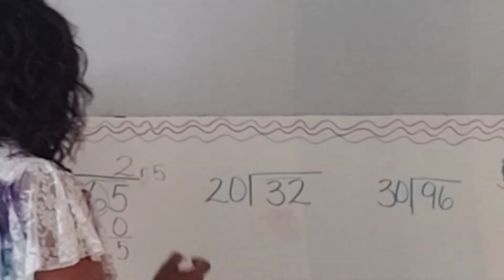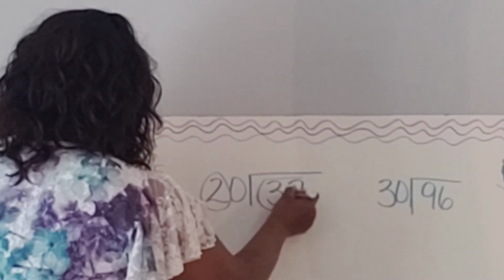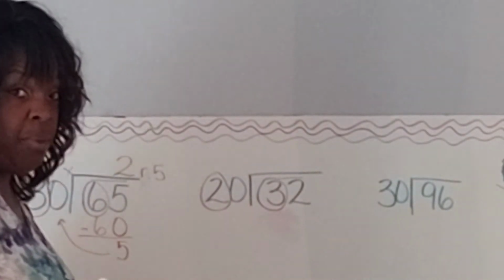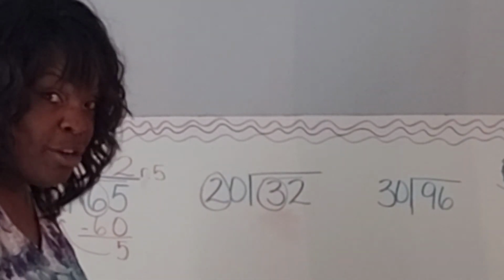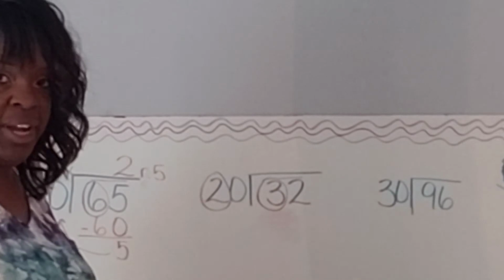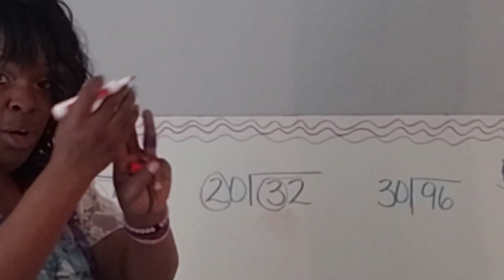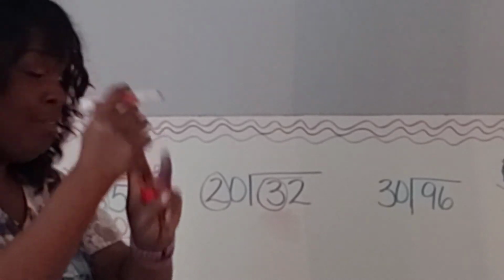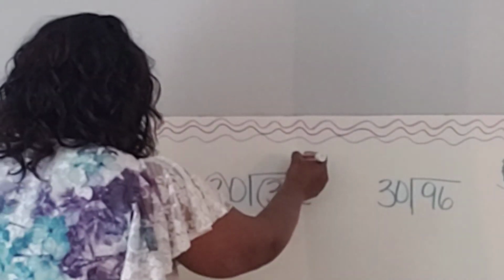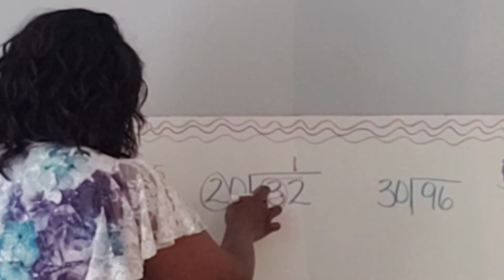But what I start with, in order to figure out how many 20s are in 32, okay, you could draw 30 marks and circle every group of 20 if you want to do that, but how about we just look at how many 2s are in 3? How many 2s are in 3? There's one group of 2 in 3, right? So my 1 goes over my 2 because we're not going into this first digit.